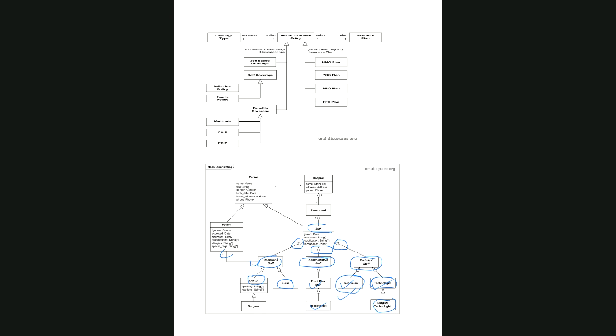So this is how this class diagram for the hospital management system is designed to give you an overview of the system. I hope you have understood this sheet, and if you have any questions, please ask me.